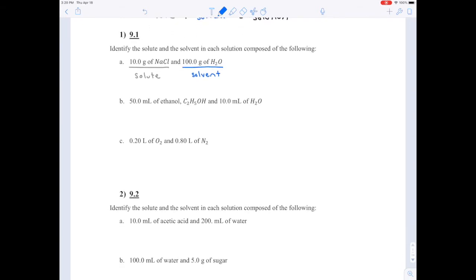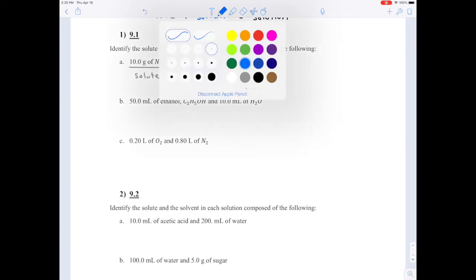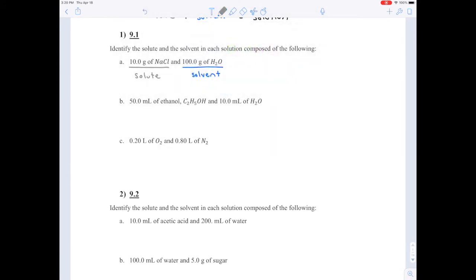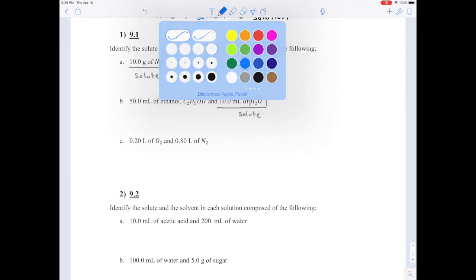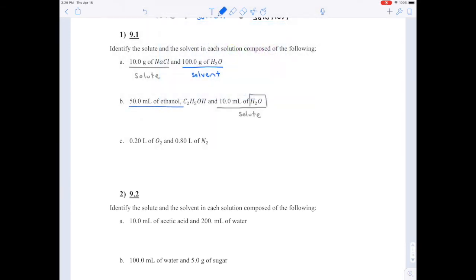For B, you have 50 milliliters of ethanol and 10 milliliters of water. Because 10 is less than 50, the water is the solute, and because 50 is bigger than 10, the ethanol, which is C2H5OH, is the solvent.